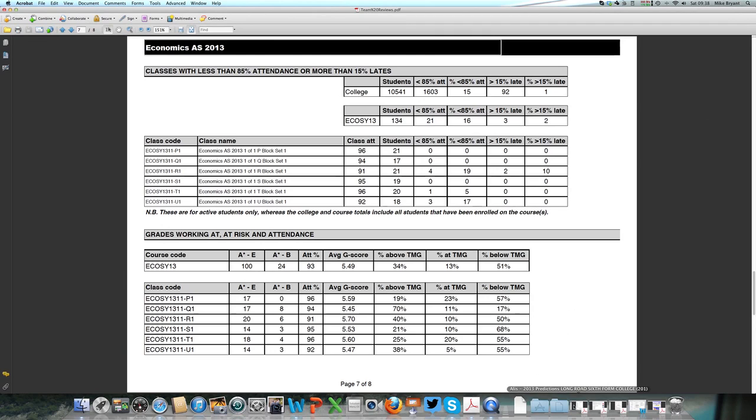Here's an example of a course within the college based on the ILP3 that was completed in May, with examples of how students are achieving against their target grades.